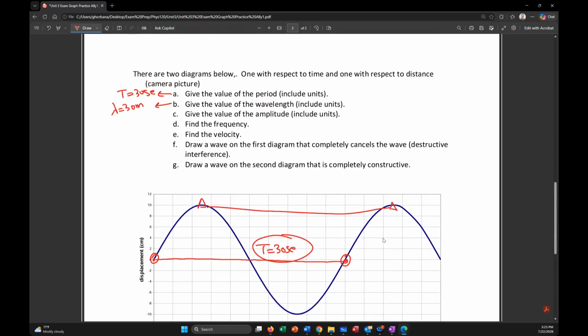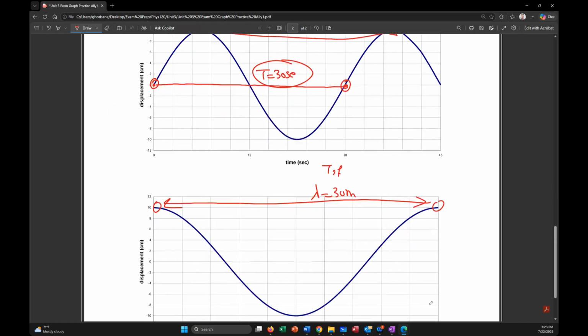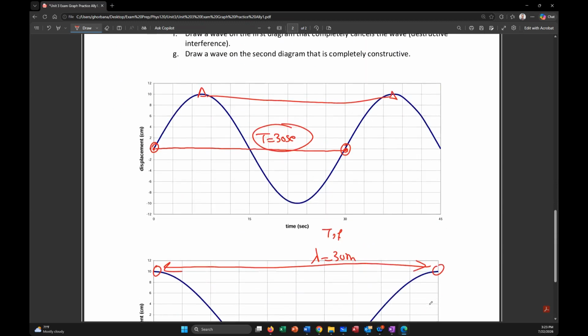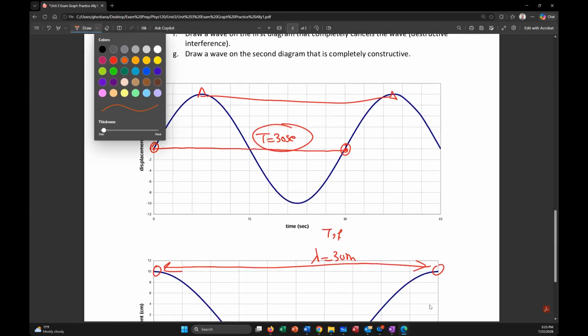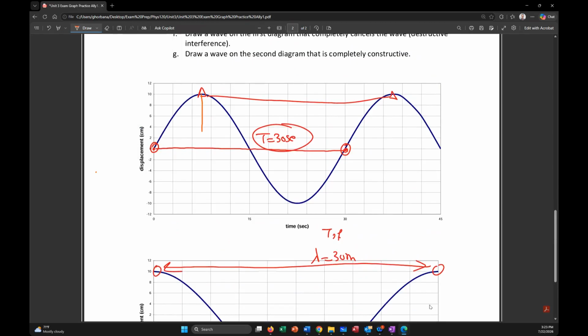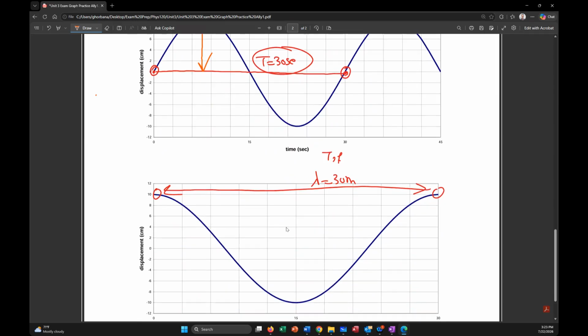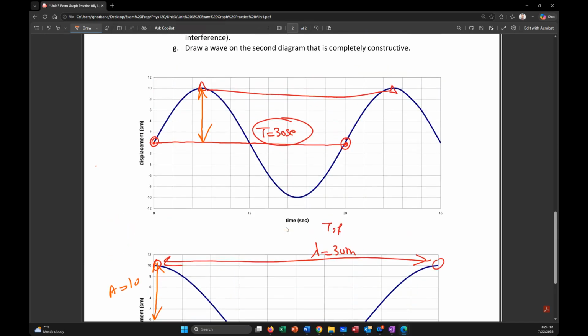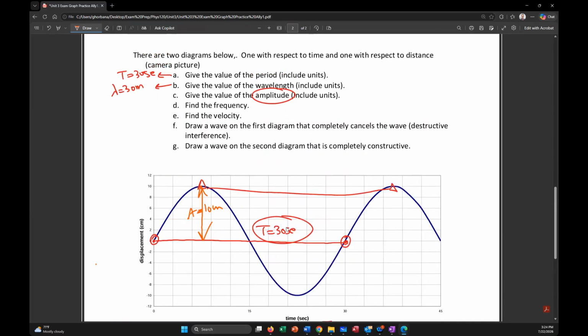Give the amplitude. It doesn't matter which one you use. You can use both to find the amplitude. Because what is the amplitude? The amplitude is the distance from the crest, or trough, to the midpoint. From here to here. And in both situations, A is 10 centimeters. Good. So A is going to be 10 centimeters.